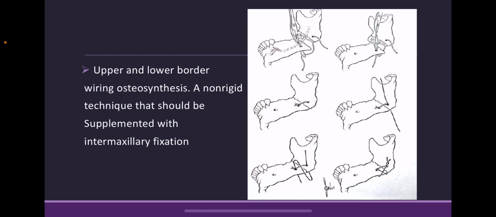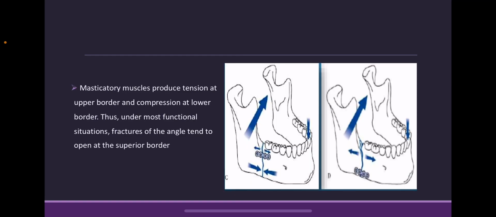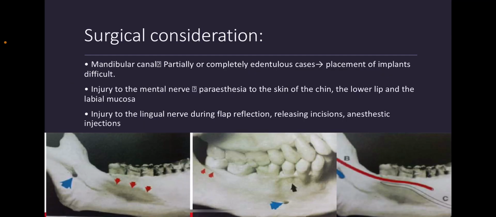Upper and lower border plating, osteosynthesis, a non-rigid technique that should be supplemented with intermaxillary fixation. Masticatory muscles produce tension at the upper border and compression at the lower border. Thus, under most functional situations, fractures of the angle tend to open at the superior borders.